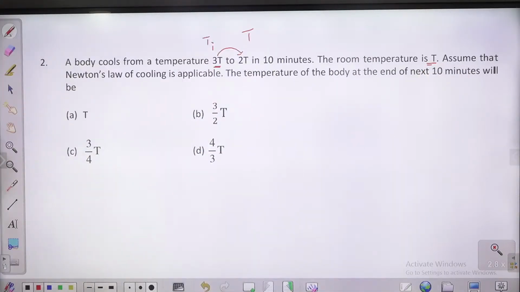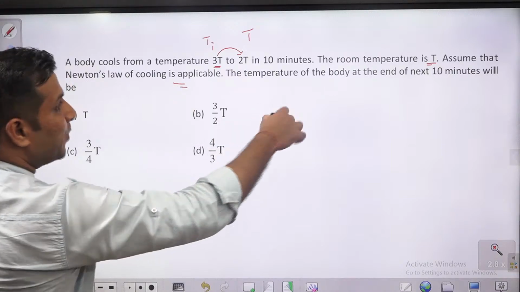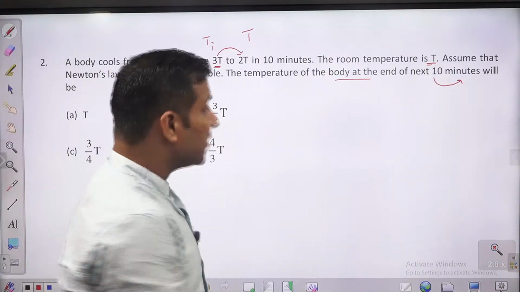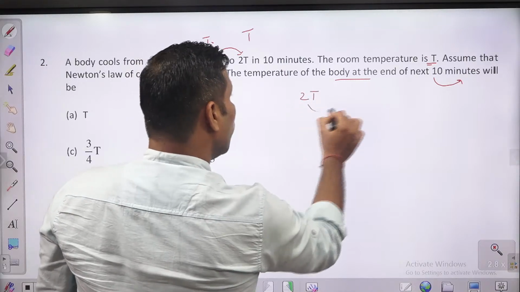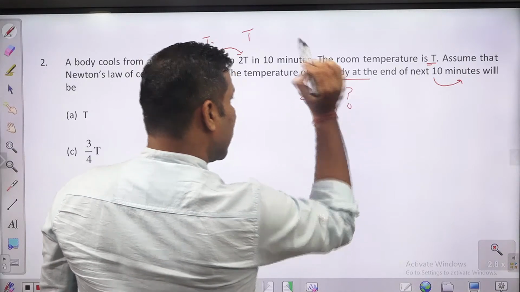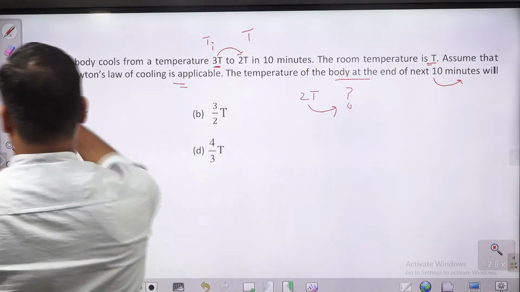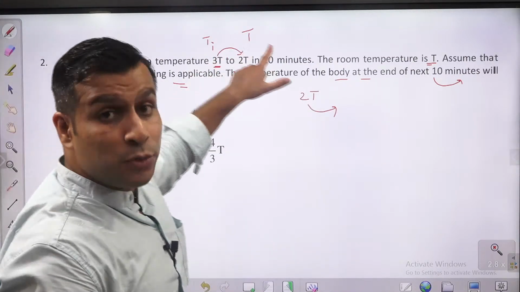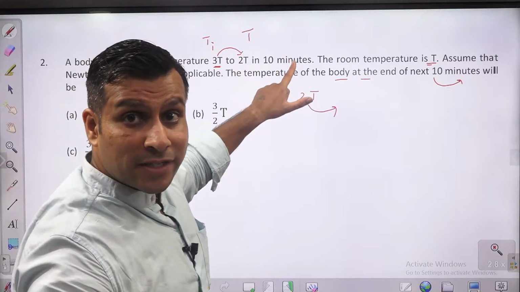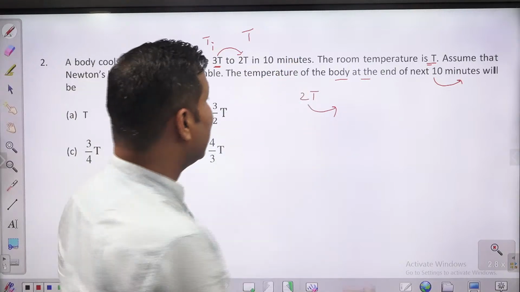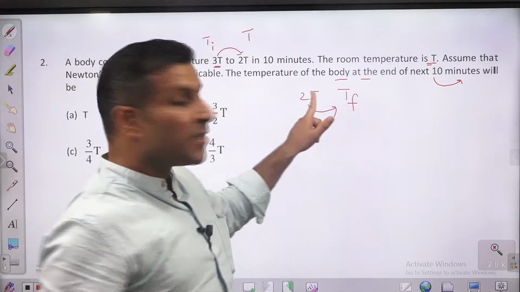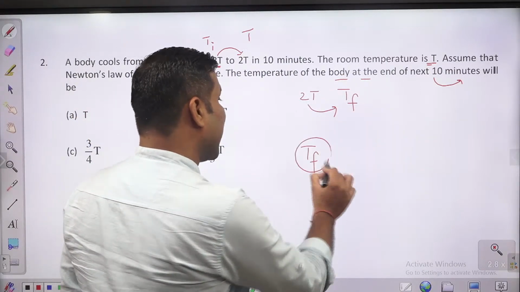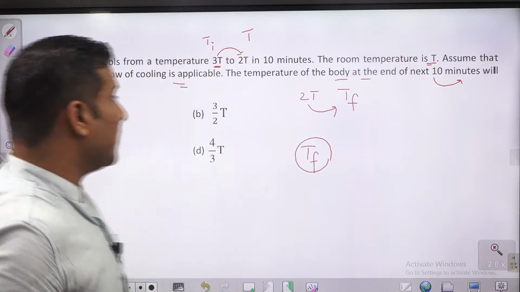assuming that Newton's law of cooling is applicable, the temperature change of the body at the end of the next 10 minutes. Next 10 minutes means from 2T to what will be the final temperature. What will be the final temperature here? In the initial 10 minutes, the temperature changes from 3T to 2T. What will be the temperature change in the next 10 minutes? So what will be the final temperature when the initial temperature is 2T, final temperature is T final? So he's asking you this T final after again 10 minutes. I hope this question is very much clear to all.